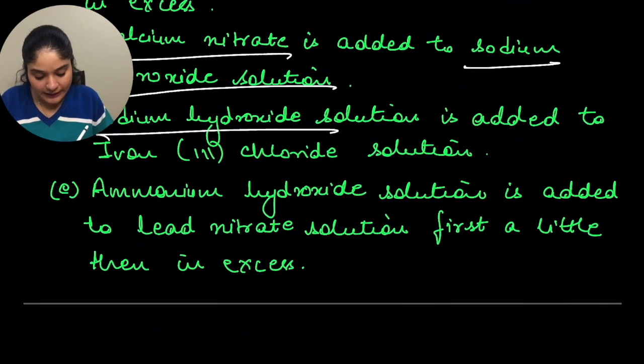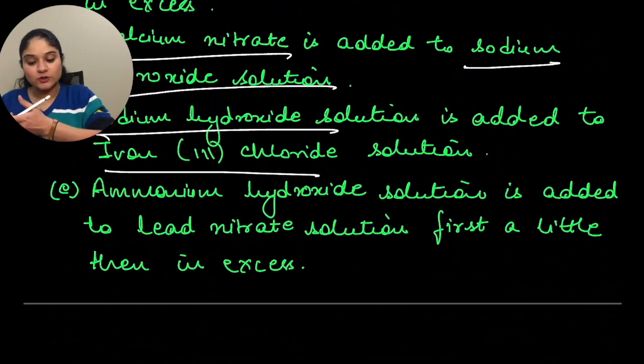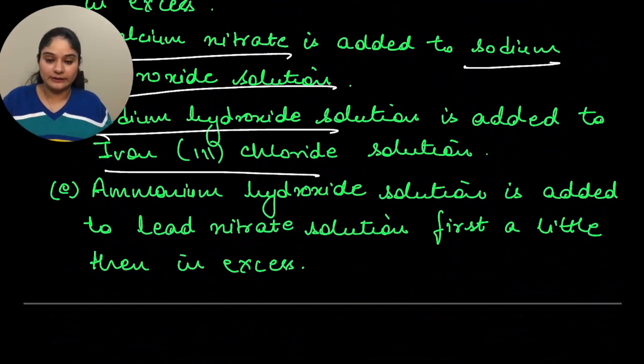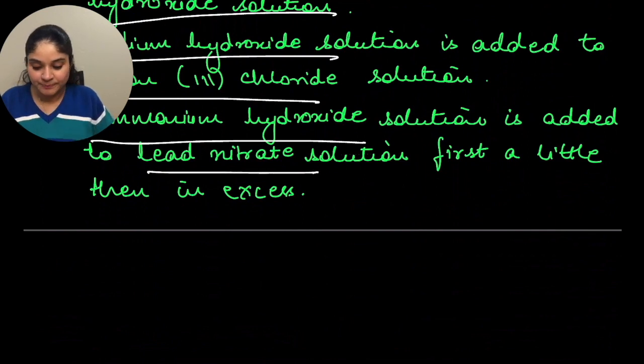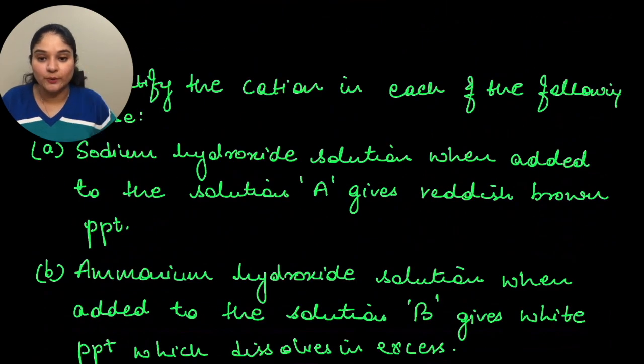Sodium hydroxide and iron 3 chloride. Reddish brown PPT is formed, insoluble in excess. Ammonium hydroxide to lead nitrate. So white PPT is formed, insoluble in excess. Okay. Move ahead to question 21.